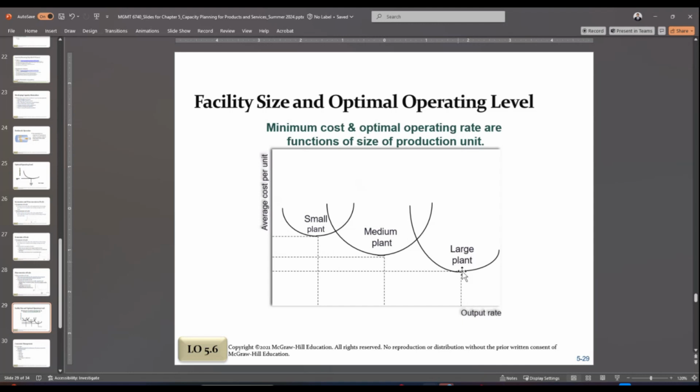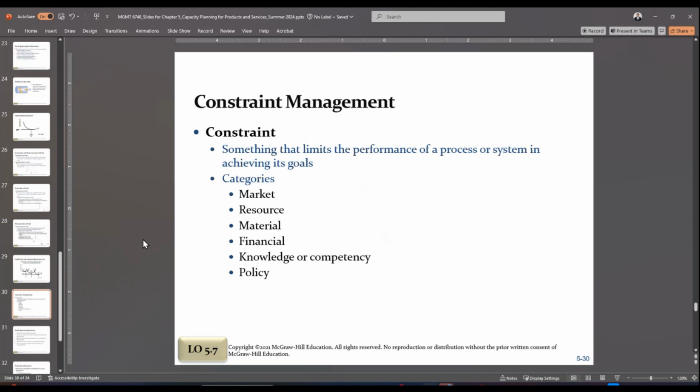So larger facilities, which have a lot of cash, can manufacture a lot more quantities at lower cost per unit. But with smaller plants, you can never match the larger facilities. So this is what this part means. And constraint is another thing, so oftentimes you have to keep these things in mind.